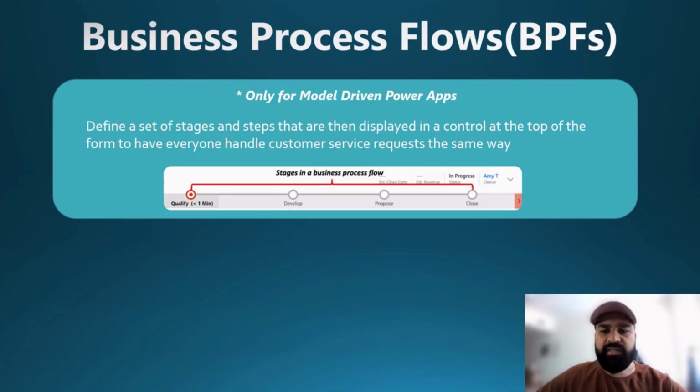Then we have business process flows, the third major category of Power Automate. This type of automation is majorly part of model-driven apps, where we define the set of stages and steps which are displayed in a control at the top of the form to have everyone handle the requests in the same way. Enough of talk done now. With this, you have a basic idea of Power Automate, its types, and subtypes. Let's head to the demo and see all these in action.